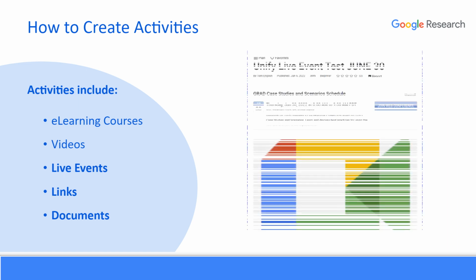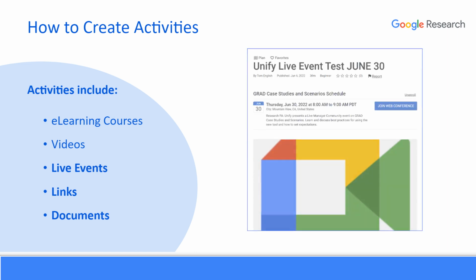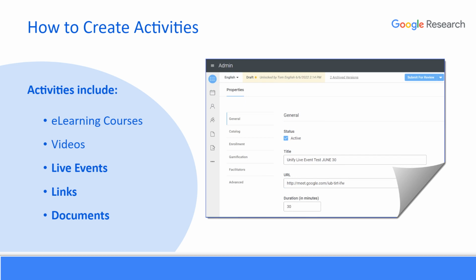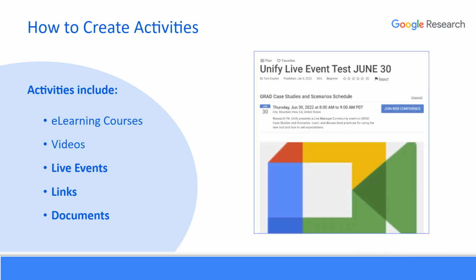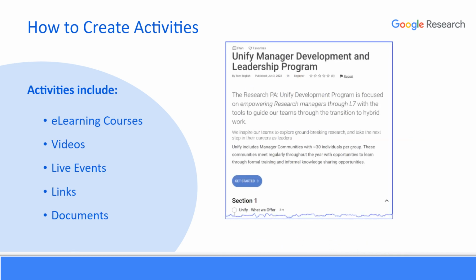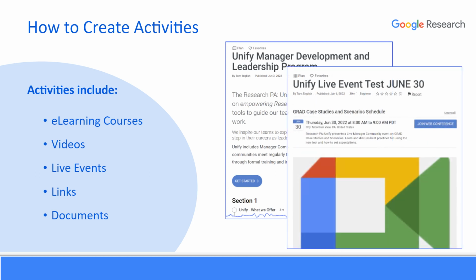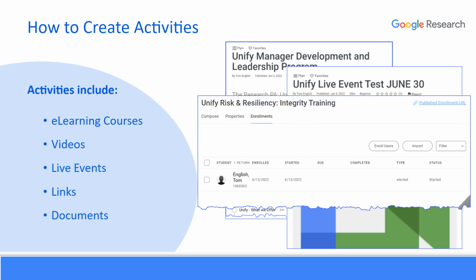You can create, schedule, and invite users to live events. These are links to pre-scheduled meetups or live speaker events. Links are to take users to a website or page, and documents do pretty much the same. All activities in Starfleet keep a record of who and when a user took the learning activity. This is part of reporting.